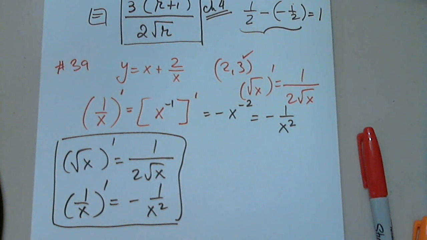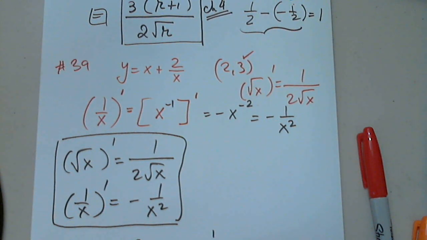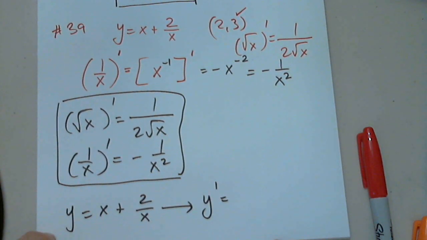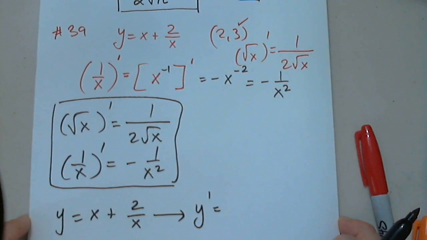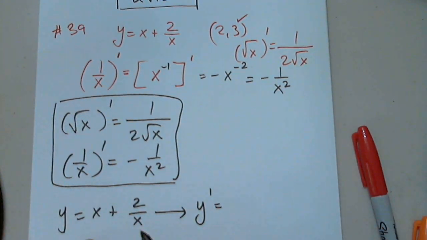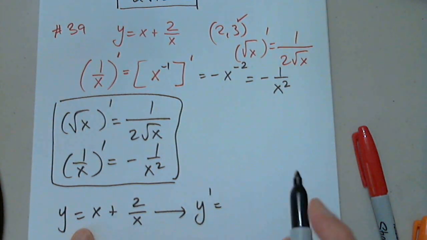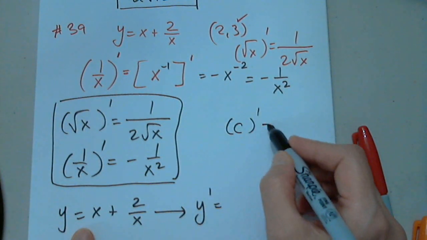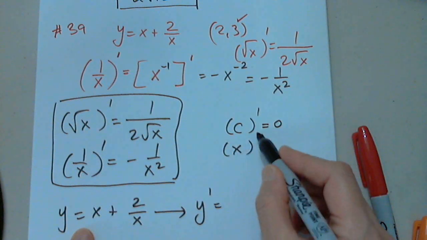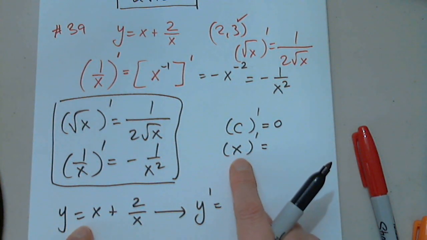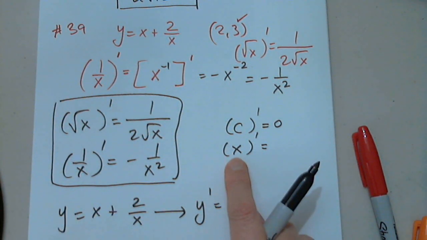So y equals x plus 2 over x, and now this will be so much easier to find the derivative. How do I get this? What is the answer here? So a constant prime is 0, and x prime, what is the slope of x? That's all it means. What is the slope of x?